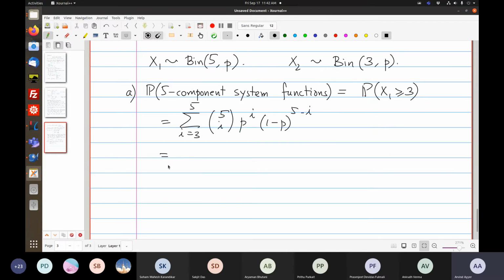Now let's expand this. What is 5 choose 3? That is 10, p cubed, 1 minus p squared. What is 5 choose 4? That is 5, p to the 4, 1 minus p to the 1, so I'm not writing the 1. Plus 5 choose 5, which is 1, p to the 5, 1 minus p to the 0, so I'm not writing this.